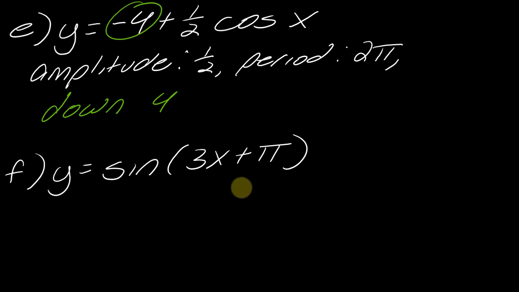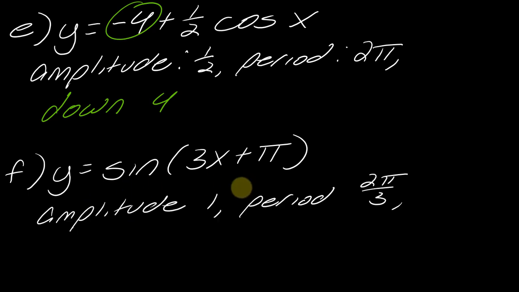Now what about for this other one? So what's my amplitude and what's my period? Well, in this case, my amplitude is 1. So now I have 3x. So this number here means now I plug it into that formula, 2 pi over b. So this becomes 2 pi divided by 3. That would be my period. Now, we haven't finished with this, right? We still have this plus pi. That means that I'm going to move to the left pi.